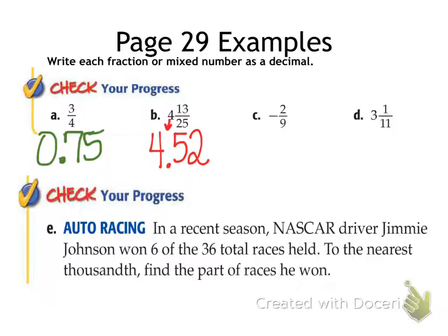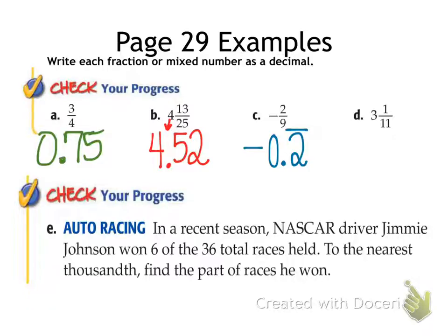All right, example C. If it's negative to start with, then we're going to leave it negative as our decimal as well. So I'm going to leave it as negative. 2 divided by 9 on my calculator is 0.222222. So I'm going to write that as 0.2 repeating. So that's what that repeating bar is for. It tells me it continues going.